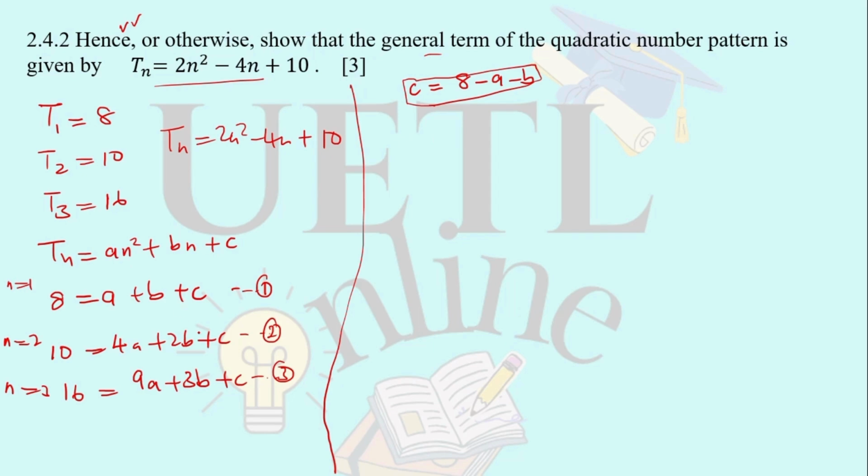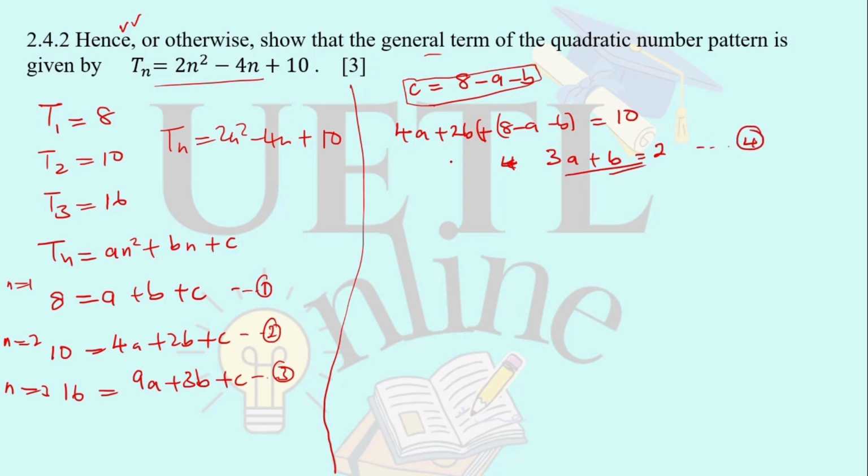Let's put the variables on the first side. So it becomes 4a plus 2b. Substituting c, we get plus 8 minus a minus b is equal to 10. If we simplify this, 4a minus a is going to give us 3a, then 2b minus b is going to give us b. Then if we send this 8 to this side, we're going to get 2. This is our equation, let's say this is our equation 4.